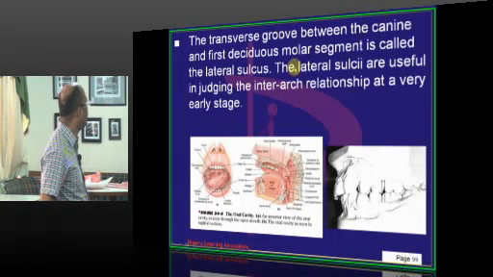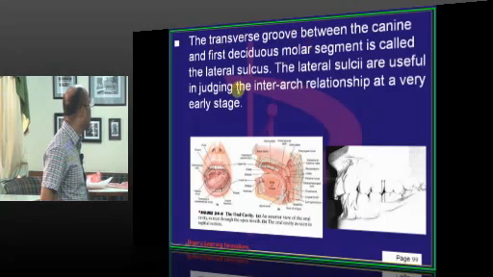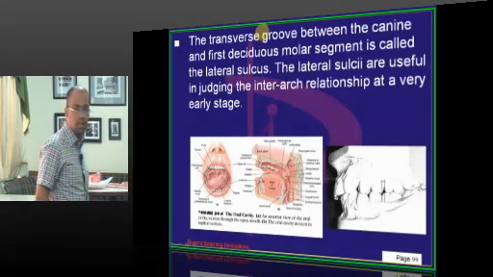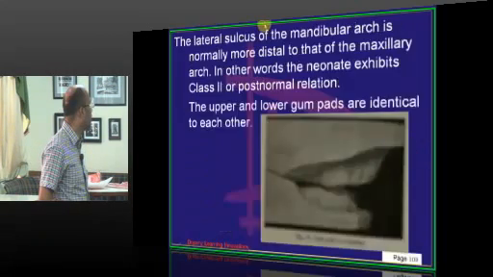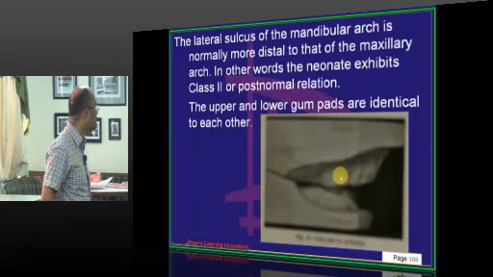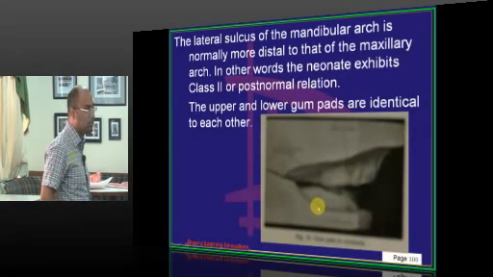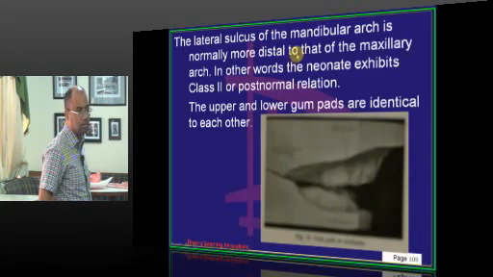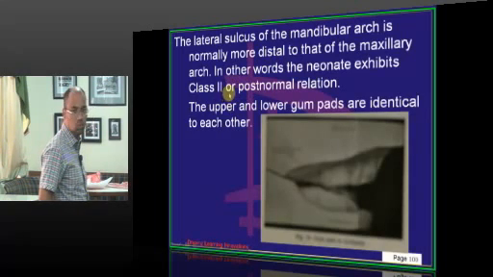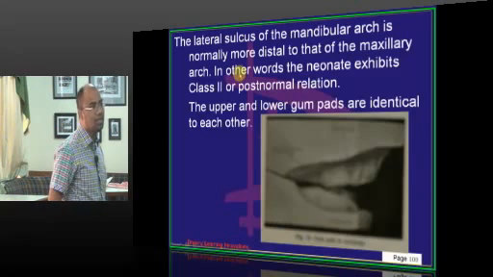So the transverse groove between the canine and the first deciduous molar is called lateral sulcus, and it is essential for judging the interarch relationship at an early age. That is the sagittal position. This is the lateral sulcus, this is the upper gum pad, lower gum pad. The lateral sulcus of the mandibular arch is more distal, isn't it? Otherwise it exhibits a class 2 or a post-normal relationship, or you have got a retrognathic mandible.